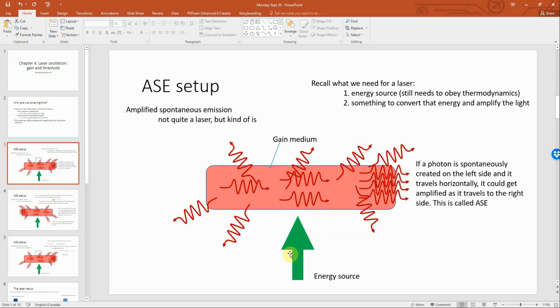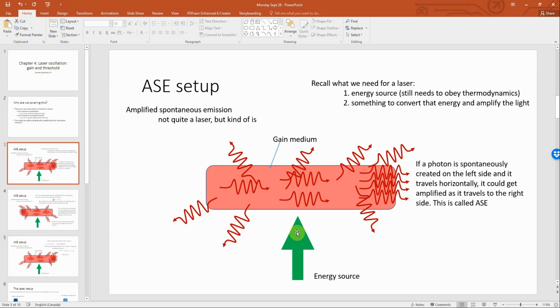We still have to obey the laws of thermodynamics, so we don't just get amplification from nothing. So we still need this energy source, and then this gain medium converts that energy, whether it's light or some voltage or something like that, to some radiation, to some light, typically in the visible or near infrared.